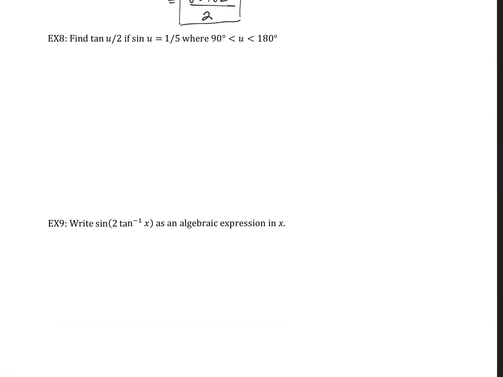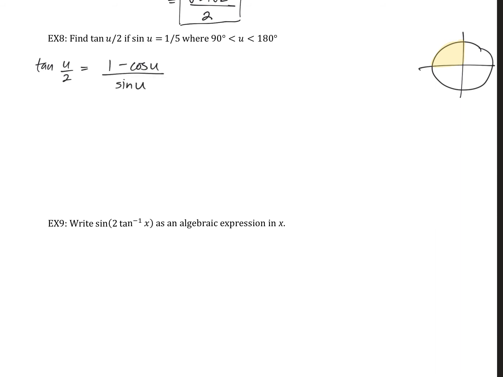Now, for example 8, find tangent of u divided by 2 if sine of u equals a fifth, where we have that u is in between 90 degrees and 180 degrees. So real quick, let's make a sketch of that. Where is u? Between 90 and 180, which would be right in here. Well, we know by the formula that tangent of u divided by 2 is equal to, now there are two options, but we'll go ahead and use the first one, 1 minus cosine of u divided by sine of u.